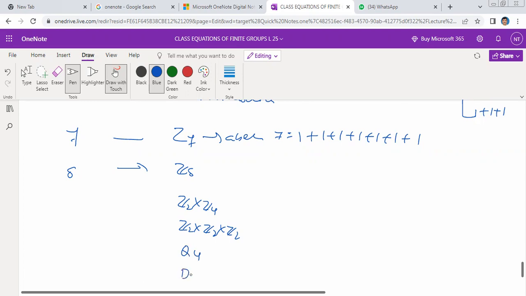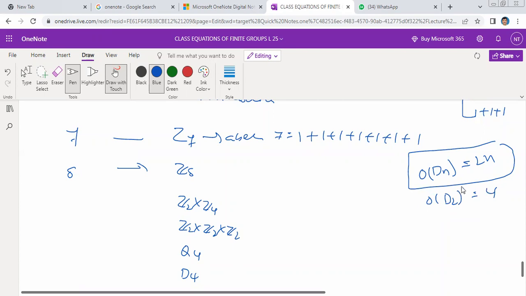Then for order 8, we also have D4, the dihedral group. In general, for a dihedral group Dn, the order of Dn is equal to 2 times n. Dn is a dihedral group. If we get time, I will take a special class on dihedral groups again. Suppose, what is the order of D2? 4 elements. The order of D2 is 4. D4 has 8 elements. The order of D4 is equal to 8. So these are the 5 possibilities.